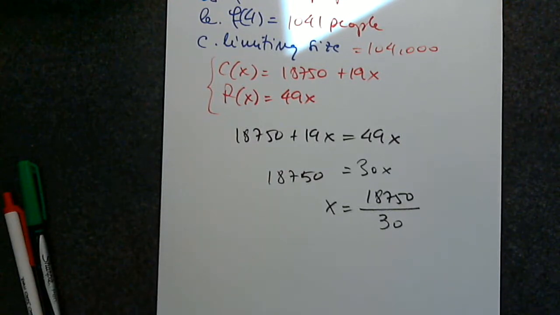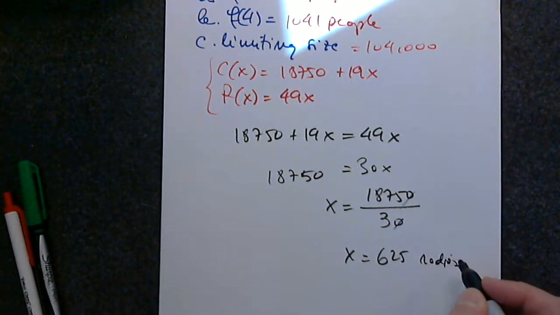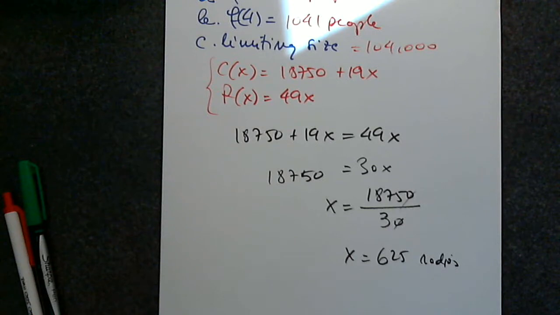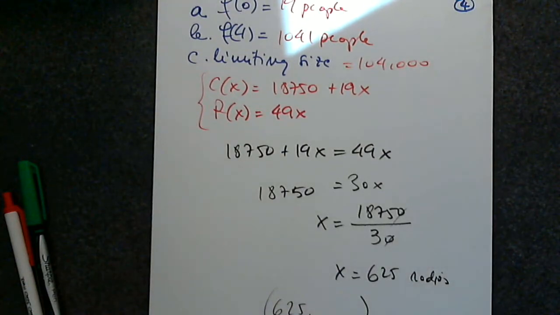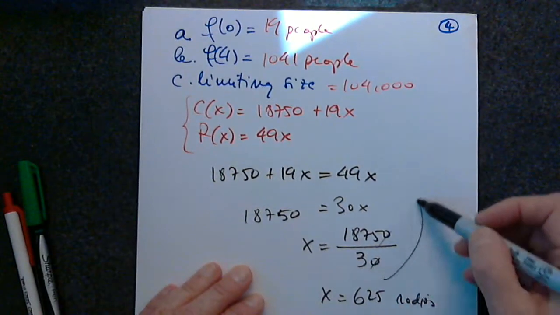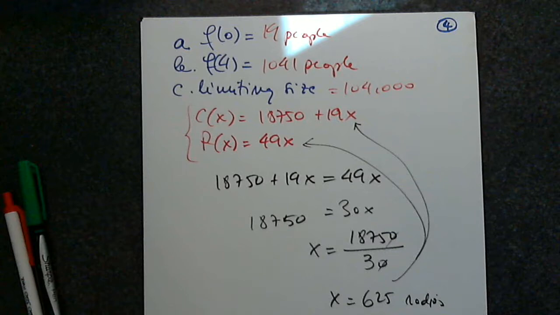So how many radios? 625 radios. Now, what if we're asked what is the break-even point? We will say 625, and how do I determine the y-coordinate? Plug it in, it doesn't matter where. I can plug it in here, or I can plug it in here. They must be equal for 625, they must be equal. How much? In case we're asked to find the break-even point, 30,620. Thank you very much.